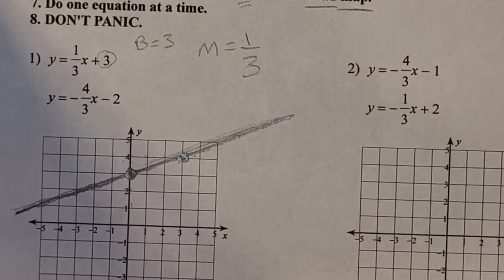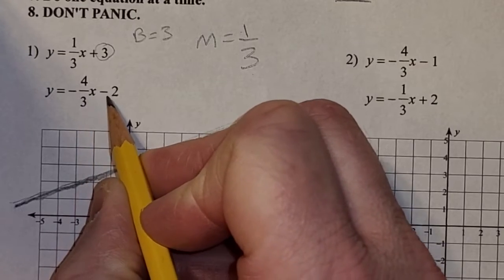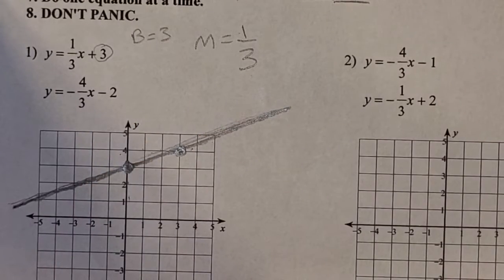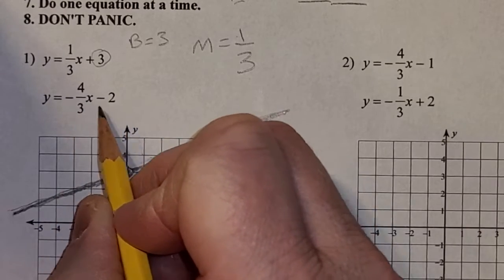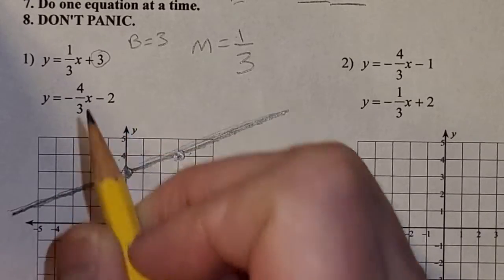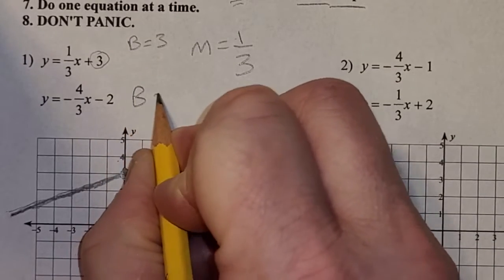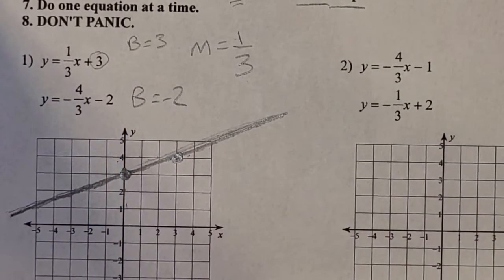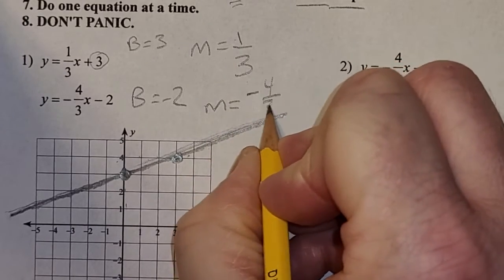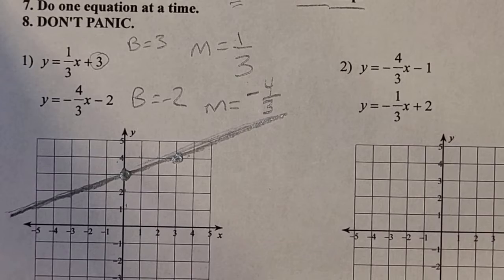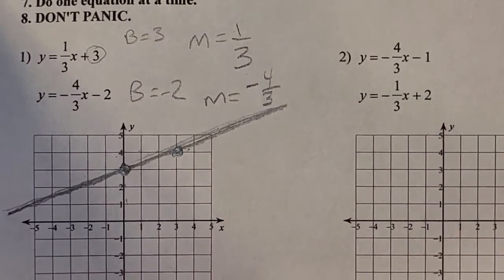Okay, so next one. y equals negative 4/3 x minus 2. Okay, so there's nothing invisible, so I see something in front of the x, and I see there's a minus 2, so there's nothing invisible. The b is minus 2, and my road map is, I know you were all saying it, negative 4/3. Okay, so we find negative 2.